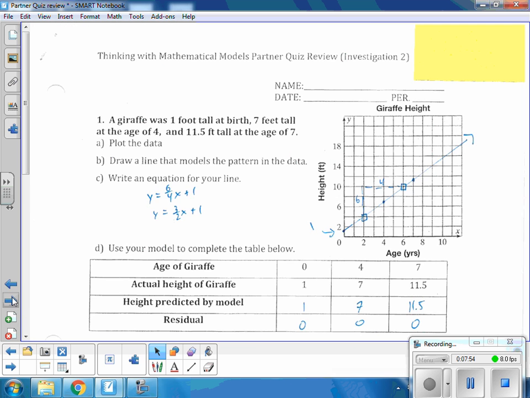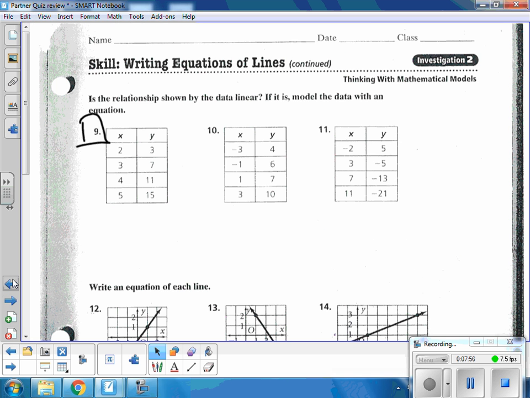I do want to come back and look at tables for a moment. So let's take a look at a table.